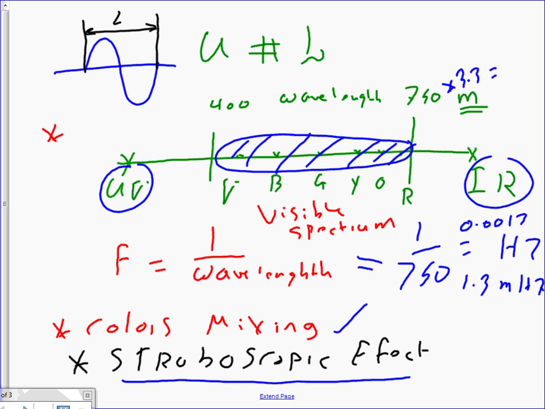So let's start with red, 750 meters. These are in meters, guys. You divide 1 by 750, that will get you 0.0013. That will give you 1.3 millihertz. I'm sure these are in nano, the wavelength in nanometers.